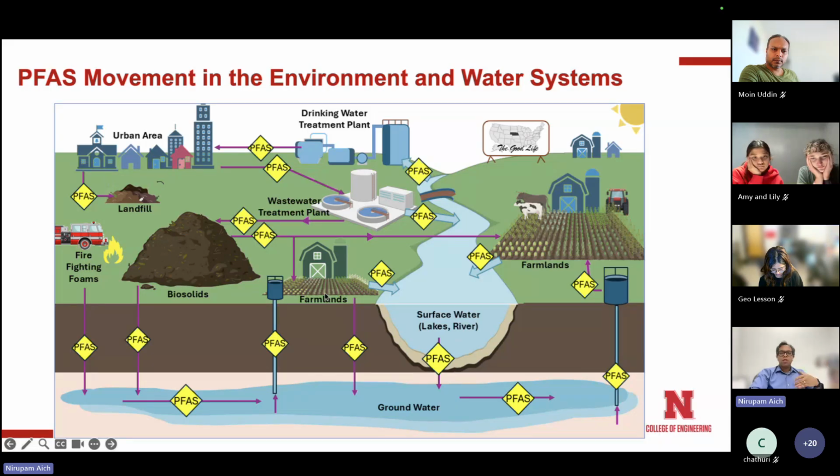Okay, so they can go into groundwater, they can come back through private wells. They can go into cattle grazing, like cattle, beef, or other animals like goat or sheep. And when they're grazing in the farmland, then they can also get contaminated with PFAS. The other side is when we take out solid waste, we put it in landfill.